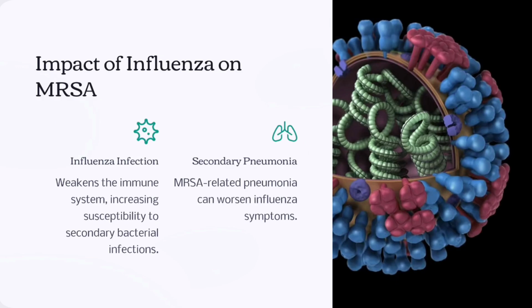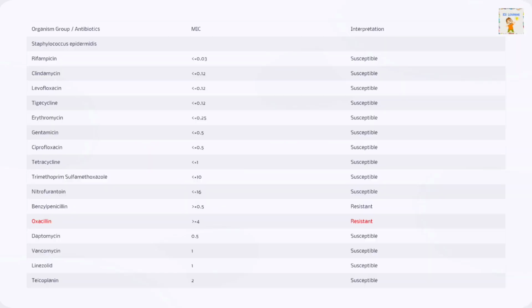Now, if a patient is positive for influenza, they are also likely to get MRSA infection because the immunity is weakened by influenza and the individual becomes more susceptible to secondary infections. Secondary pneumonia by bacteria like MRSA can significantly worsen the outcome in influenza patients. Now that's about staph aureus and MRSA.